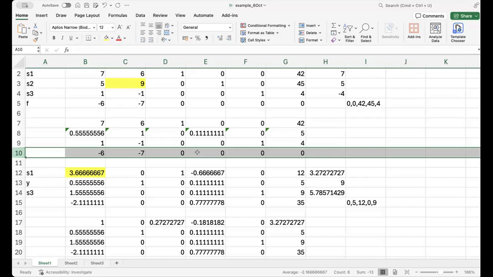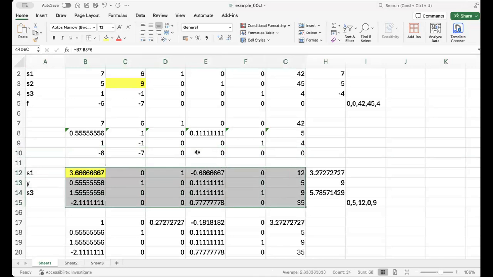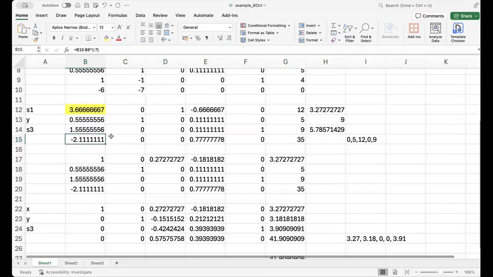Do it, repeat it. Try to do it by yourself and you will understand the algorithm. And then you will get this table. Once you obtain this table, it's not finished yet, right? Because we still have a negative coefficient. Then what are we going to do?